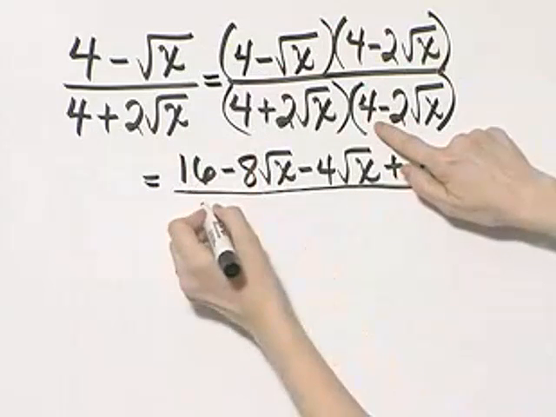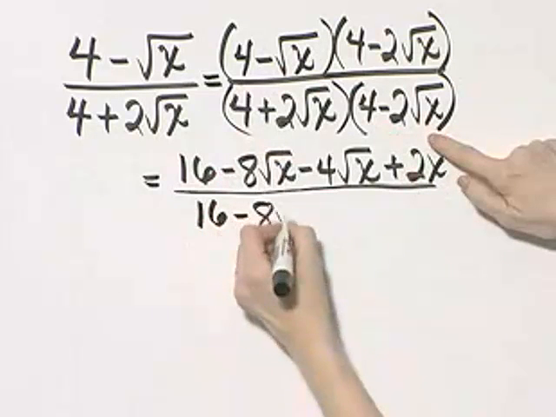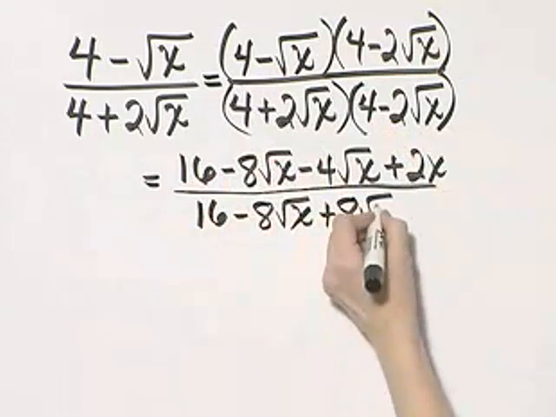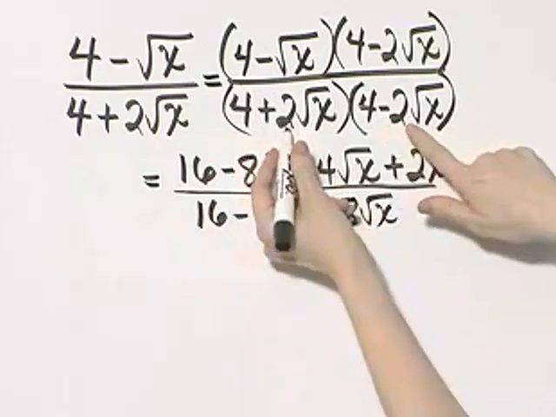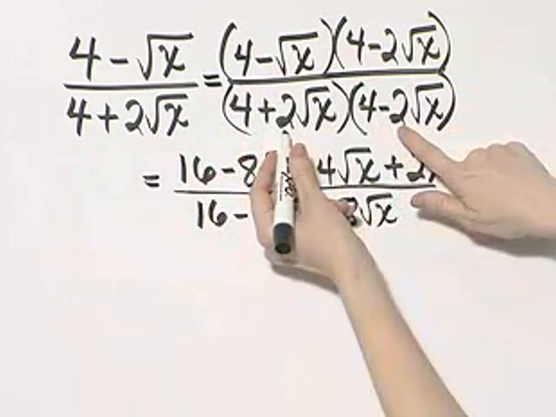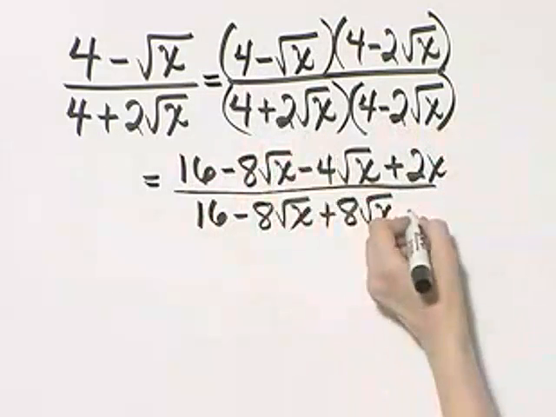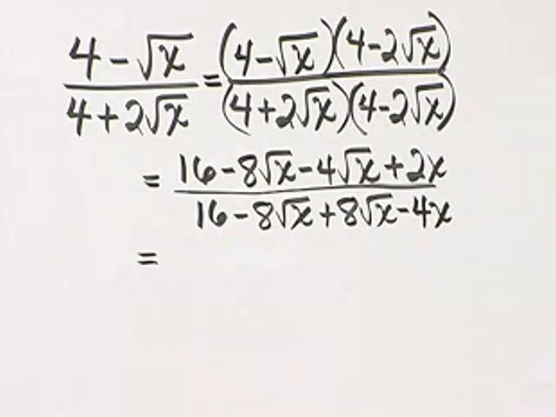First times first, that's 16. Then I have minus 8 square root of x plus 8 square root of x. And then last times last, it will be minus 2 times 2 is 4. Square root of x times square root of x is x. So minus 4x. Now let's simplify by combining any like terms.